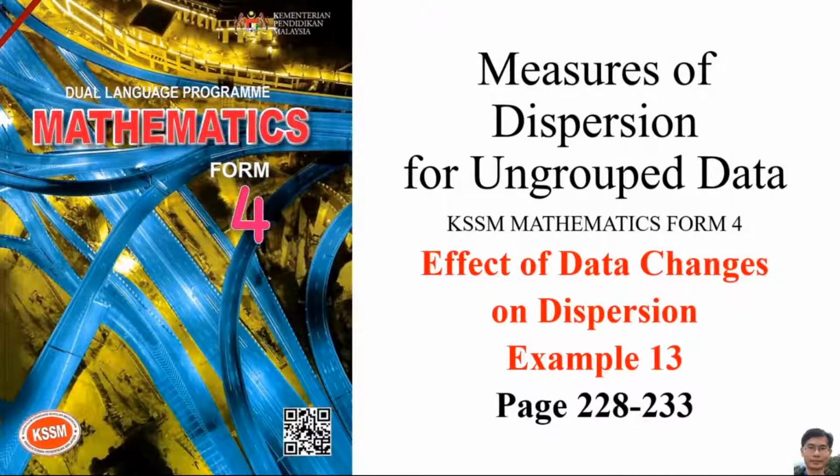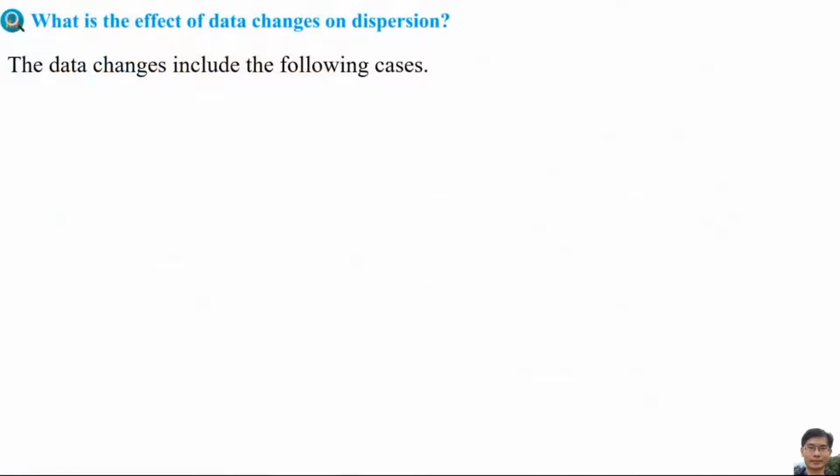Measure of dispersion for ungrouped data. KSSM Mathematics Form 4. Effect on data changes on dispersion. Example 13. Page 228 to 233. What is the effect of data changes on dispersion? The data changes include the following cases.